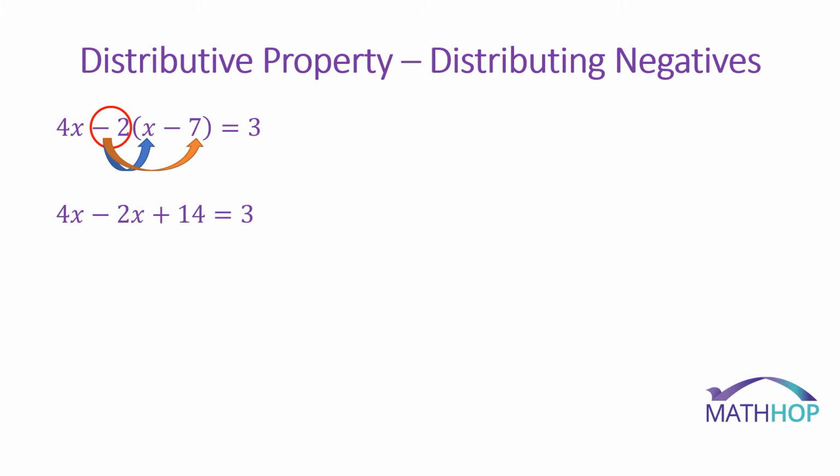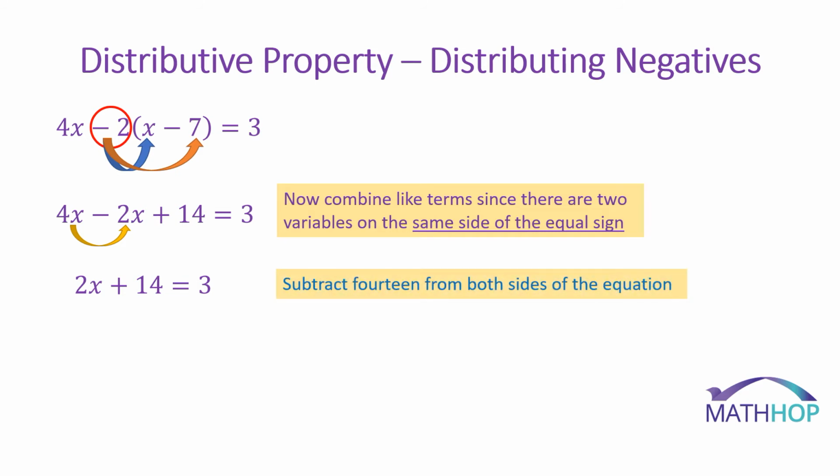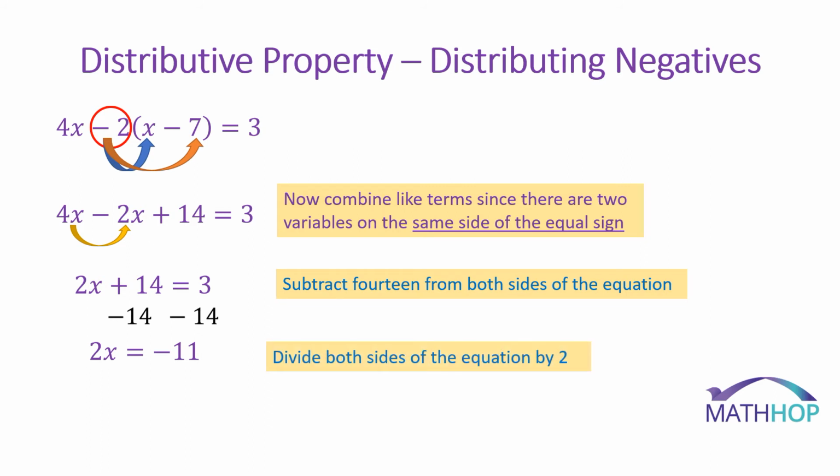Once again, we have 2 instances of x on the left side of the equation, so we combine like terms. 4x minus 2x is simply 2x. 2x plus 14 equals 3 is what we have. So we can go back to just unwrapping the gift. We have 2x plus 14, so we subtract 14 from both sides, and we're left with 2x equals negative 11. Opposite of multiplying by 2 is dividing by 2. So we will divide both sides of the equation by 2, and we get x equals negative 11 halves.